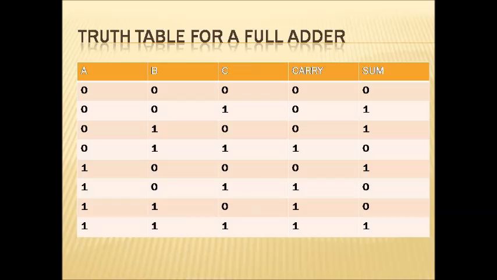So the last case where A is equal to 1, B is equal to 1 and C also 1. When we perform A plus B plus C, that is 1 plus 1, which produces 10, plus 1, it is 11. So in the sum also it is 1 and carry also it is 1. Okay.